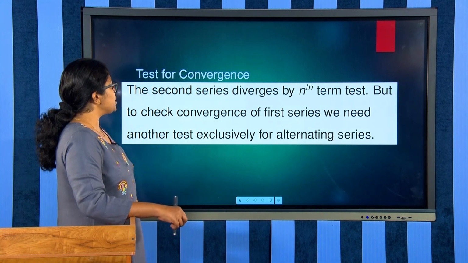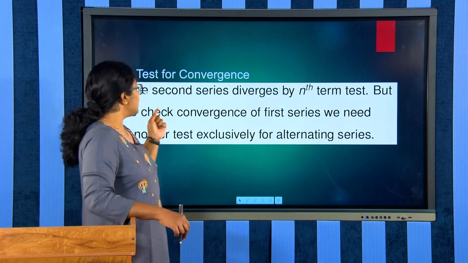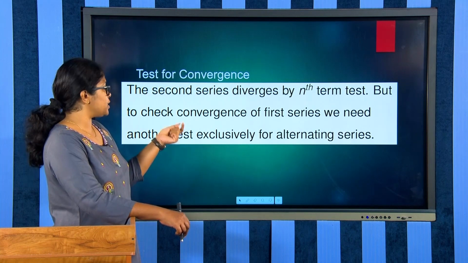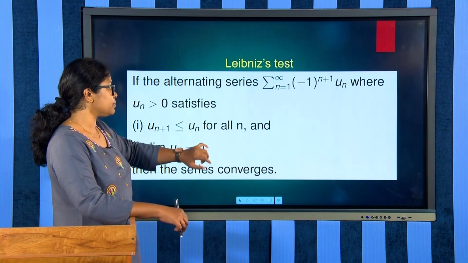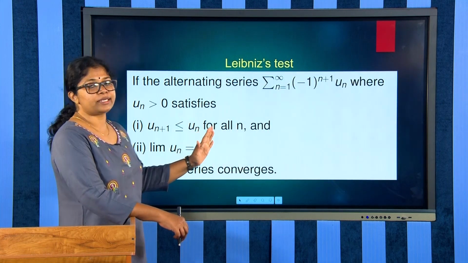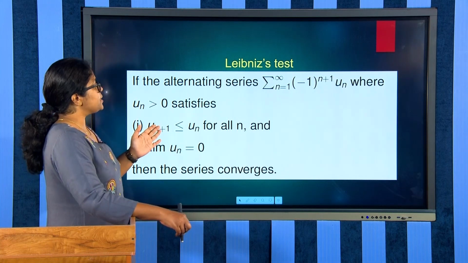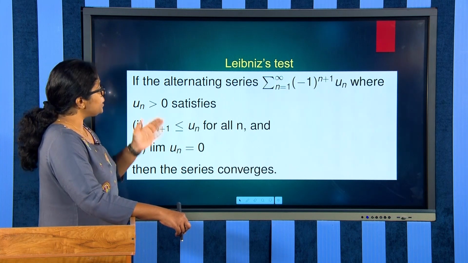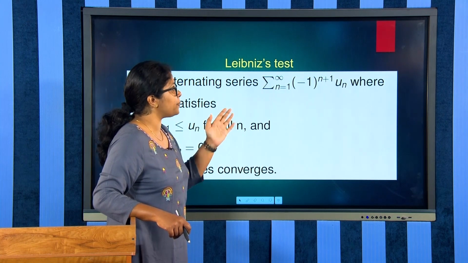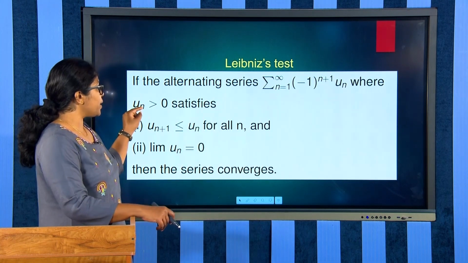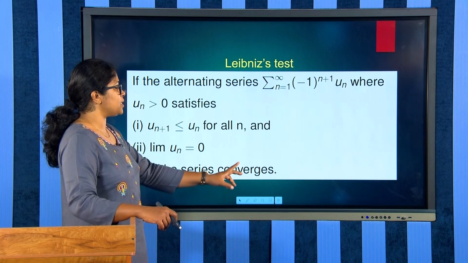The test for convergence says that the second series diverges by the nth term test, but to check the convergence of the first series we need another test which is exclusively for alternating series. And here comes the test for alternating series, which is called the Leibniz test. What does the Leibniz test say? If the alternating series summation n equal to 1 to infinity negative 1 power n plus 1 un, where un's are positive, satisfies two conditions, we can say definitely the series converges.